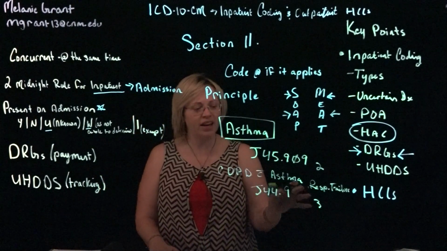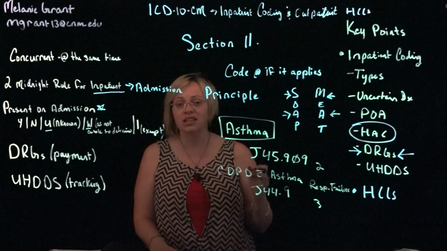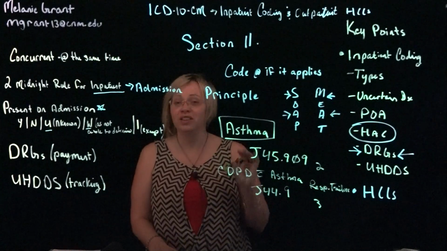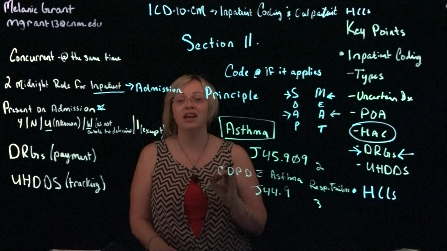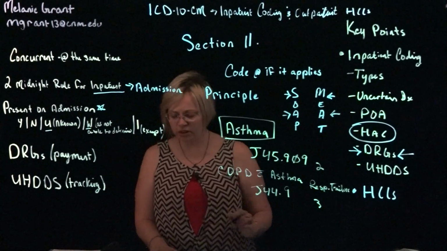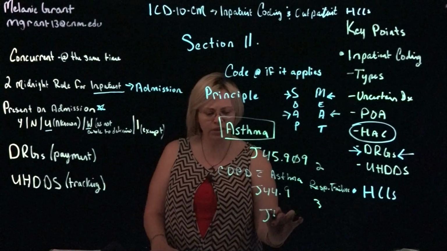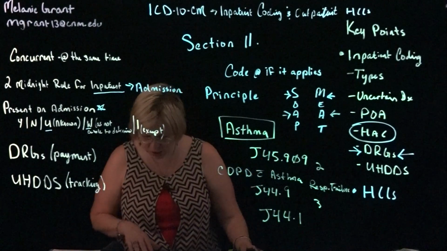Okay, so if they had asthma with respiratory failure, you would look back into the note and see, does it say something about exacerbation? If they have acute respiratory failure, there better be something about exacerbation. So any kind of indication that it is exacerbated would fall under this. So now instead of J44.9, we're going to find ourselves at J44.1.